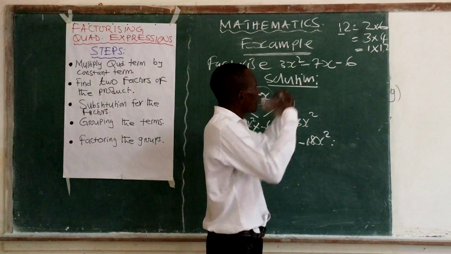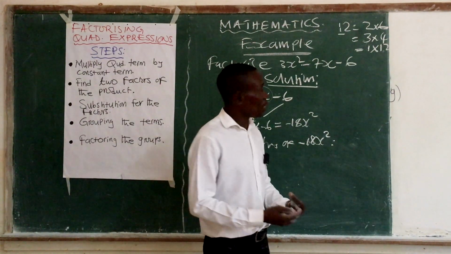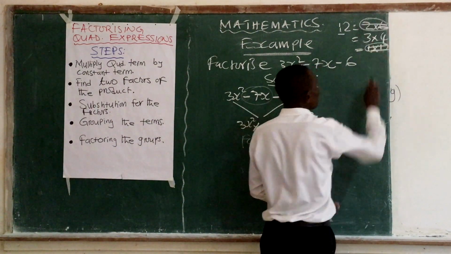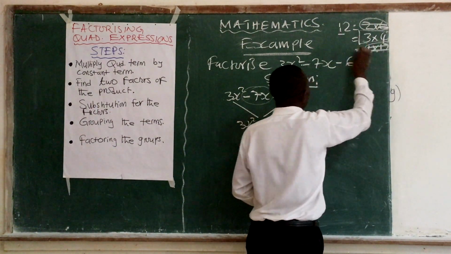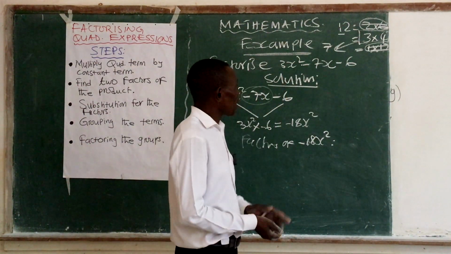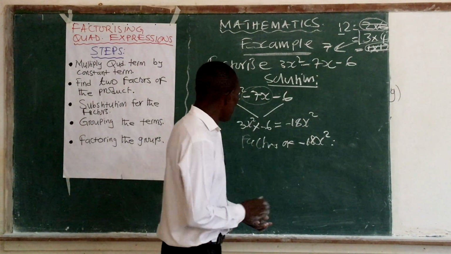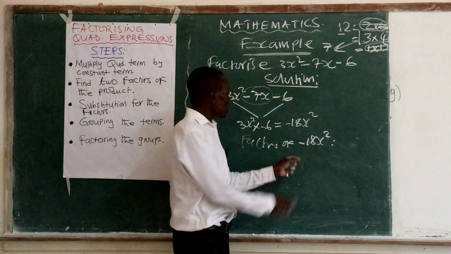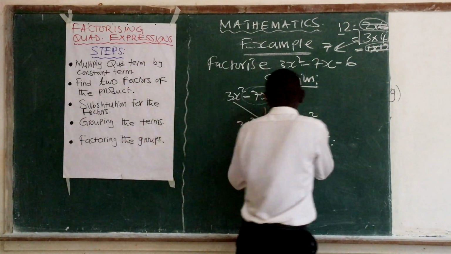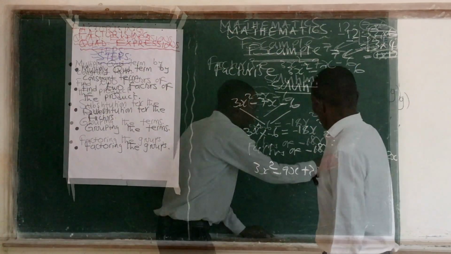So here, if we need factors of 12 that, when we add, have to give us 7, it means we are going to omit this, we are going to omit this, but we are going to consider 3 and 4, because these are the conditions that we want. Factors of 12 that when we add, they give us what? 7. So here we have 3 plus 4 is 7. The same here, when you look at the factors of this one which can give us negative 7x, you find the factors.